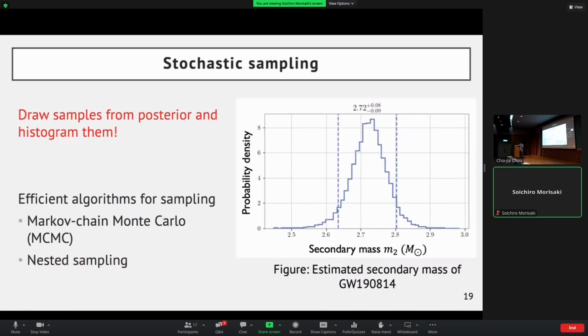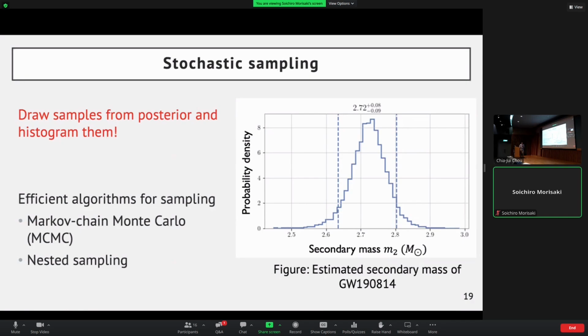So in CBC analysis, what we typically do is take the Monte Carlo approach and generate random samples following the Bayesian posterior distribution and histogram them.